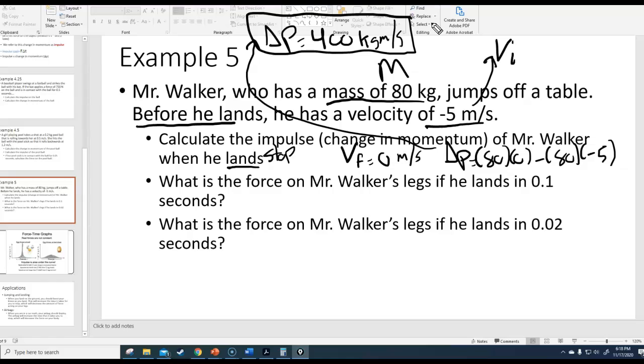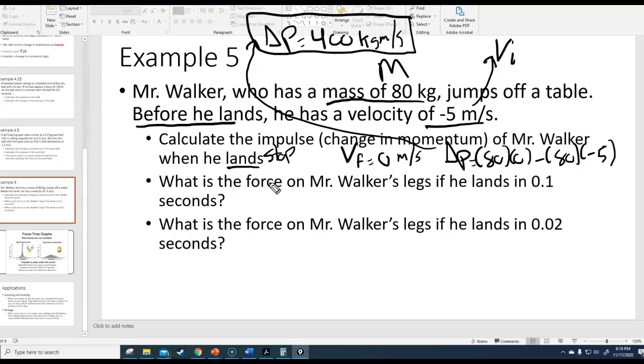Now, it's important that you understand that is going to be the same no matter how I land. Okay? Because in the next two questions, it asks me, what's the force on my legs if I land in this time? What's the force on my legs if I land in this time? In both of these situations, my change in momentum is a fixed number, because my final velocity can't change. It has to be 0 because I'm going to stop. My initial velocity is also fixed because that just depends on the height of the table I'm jumping off of. Okay, so for these next two questions where I'm solving for force, my delta P is going to be the same in both of those cases.